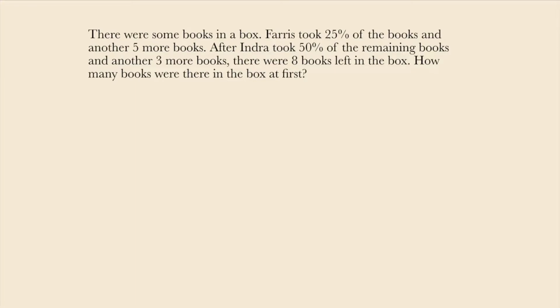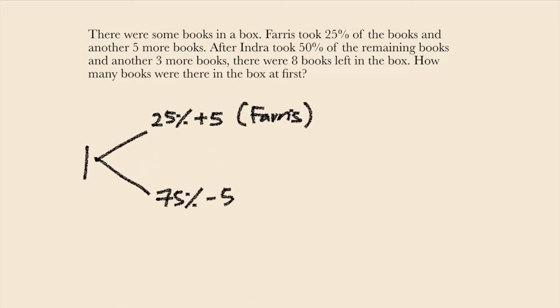Next, there were some books in a box. Faris took 25%. Oh, we have percentage here. Well, we can write percentages as fractions so that it looks more like a branch method that we are familiar with. But, well, in percentage terms, we're always dealing with a maximum of 100% anyway. So let's see. We can just reflect it as 25% plus another 5 books to Faris.